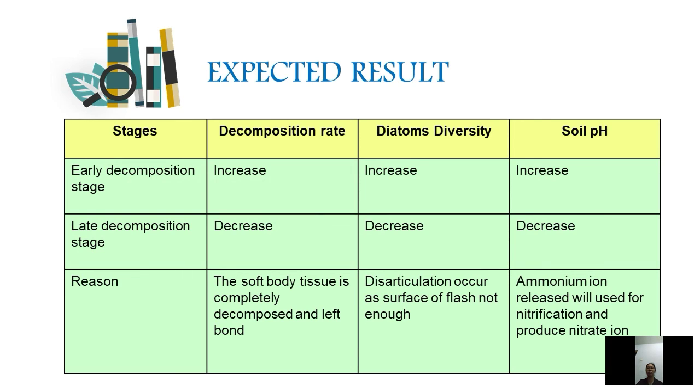results in the disarticulation of diatoms. The soil pH decreases because the ammonium ion released by the cadaver will be used for nitrification and produce nitrate ion and thus alkalize the soil.